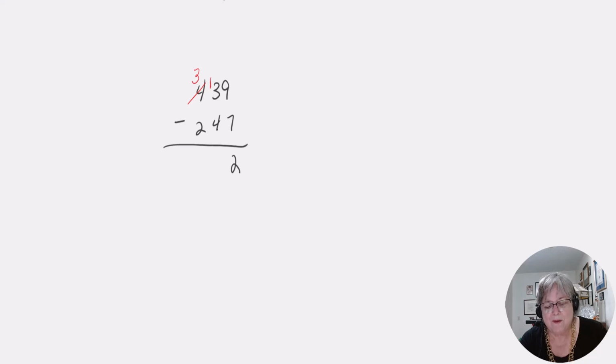Some people just put the 1 right here next to the 3 and think 13. And some people rewrite it and put 13. It's totally up to you, how you want to do it. But pick a way and stick with it. Whether you're writing out the whole 13 or putting the 1 next to the 3, 13 minus 4 is 9. And then 3 minus 2 is 1.